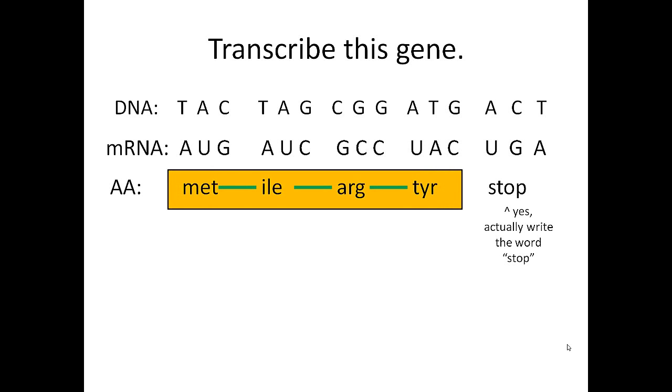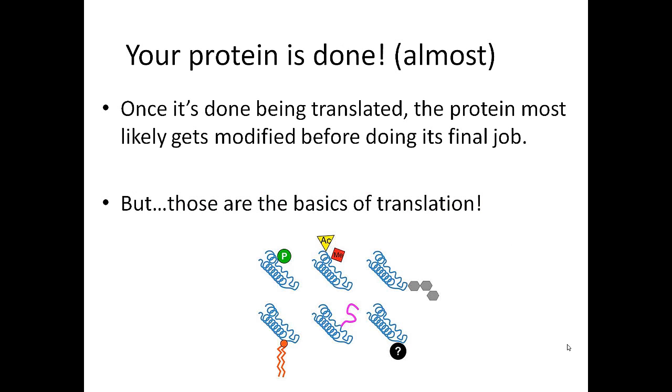Your protein is just about done, like I just mentioned. Most likely it gets modified. Here's some examples at the bottom. We can tack different things on, sugars, phosphates, etc. And then it can go off and do whatever its job is. Those are the basics of translation. Check in your notes back at what's next and see me if you have any questions.